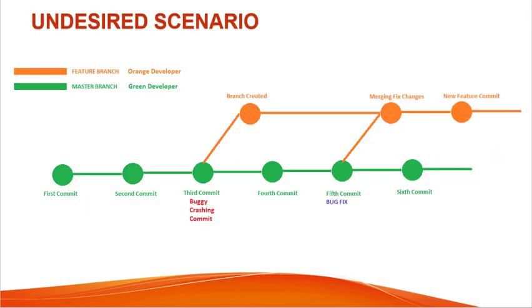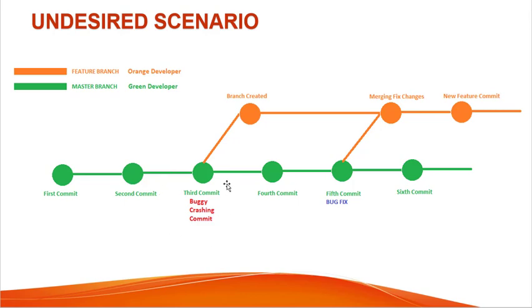In order to understand the concept of merging better, I have plotted an undesired scenario case here in this slide. Assume that we have two developers. One of them is the green developer and the other one is the orange developer. The green developer is developing the application on the master branch and the orange developer is developing the application on the feature branch. At the beginning, the green developer starts to make some commits. The first commit, the second commit, and the third commit. And in the third commit, there is a code snippet that crashes the application. And this commit is buggy.